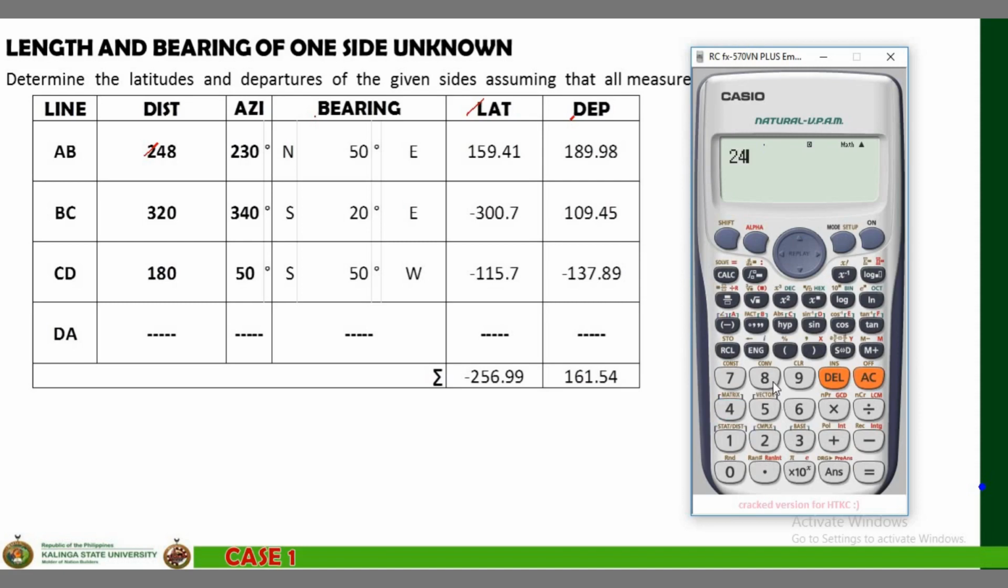That is 248 multiplied by the sine of your bearing, 50 degrees. So the departure of line AB is equal to 189.98. Kindly double check the departure of BC and CD. Tama po ba itong mga values na to? Paki-double check muna while I change my position.